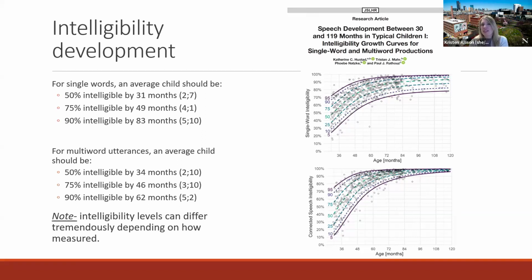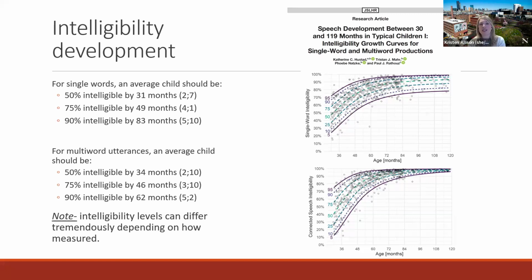And the idea is that these growth curves could be used in a similar way to look at what your child's trajectory is, whether they are staying on their trajectory over time, and where they are falling with regard to the average range for their age. Results of this research yielded some benchmarks. For single words, an average child should be 50% intelligible by 31 months of age, 75% intelligible by 49 months, and 90% intelligible by 83 months.